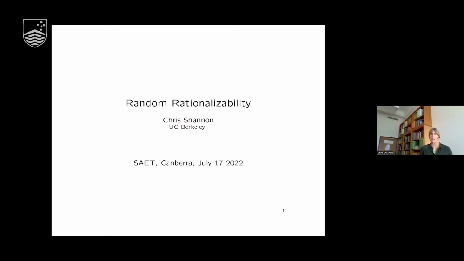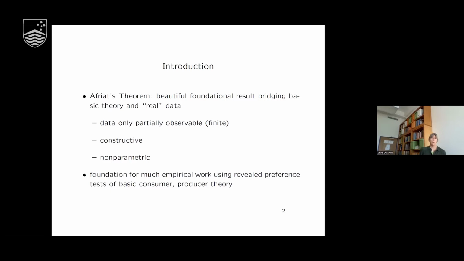So the project I'm talking about today is a paper about randomization in observations in revealed preference problems. The paper has two starting points. One is the classic, beautiful Afriat theorem, giving conditions on a finite set of observations of prices and consumption bundles that characterize when those could be rationalized as utility maximizing outcomes in a standard consumer problem for some specification of an unobserved, locally non-satiated utility function.